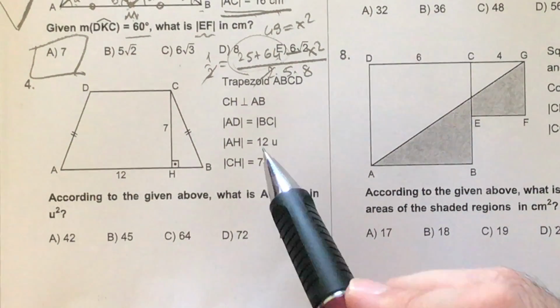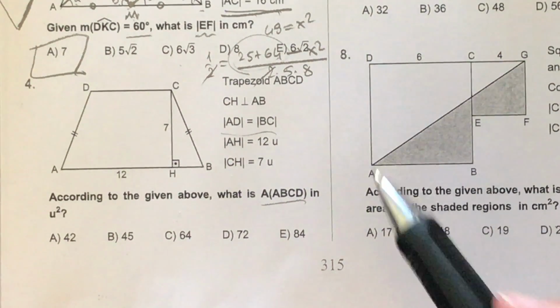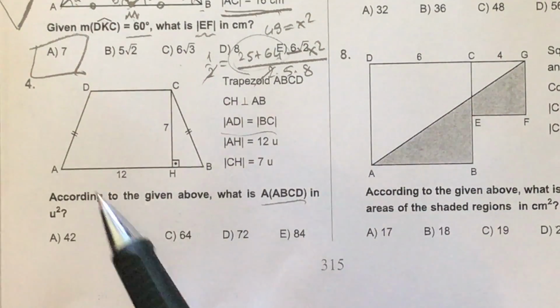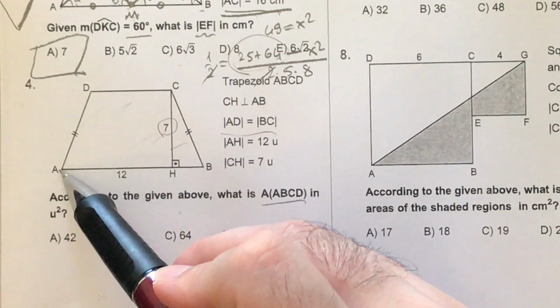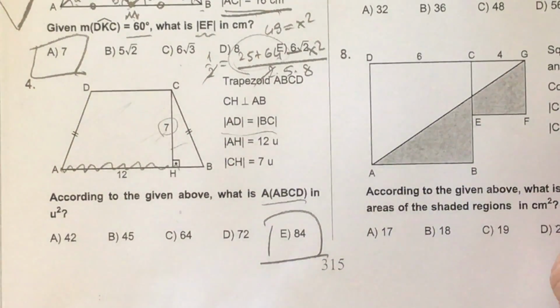In this question, it says it's an isosceles trapezoid and find the area. So we did this before. What is the area of the isosceles trapezoid if the shape is given like this? So remember, it is height times the portion in front of the height. So it is 84.